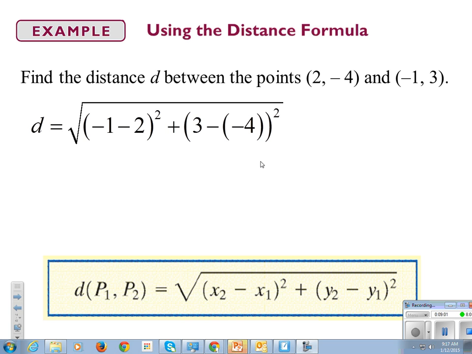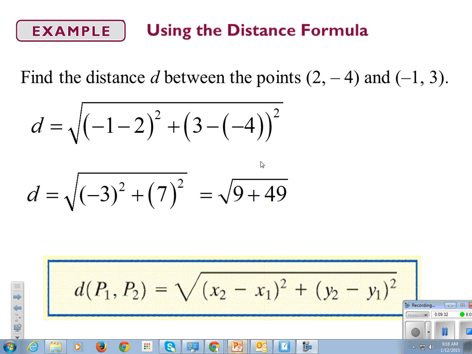It is very important you keep your signs in order. Always a minus, and then the number as it's written. It's easy to get caught up and forget a minus sign or a negative sign, so make sure you're being diligent. Double check before you start crunching the numbers in. That simplifies to -3 squared plus 7 squared, which is 9 plus 49, which is 58, square root.